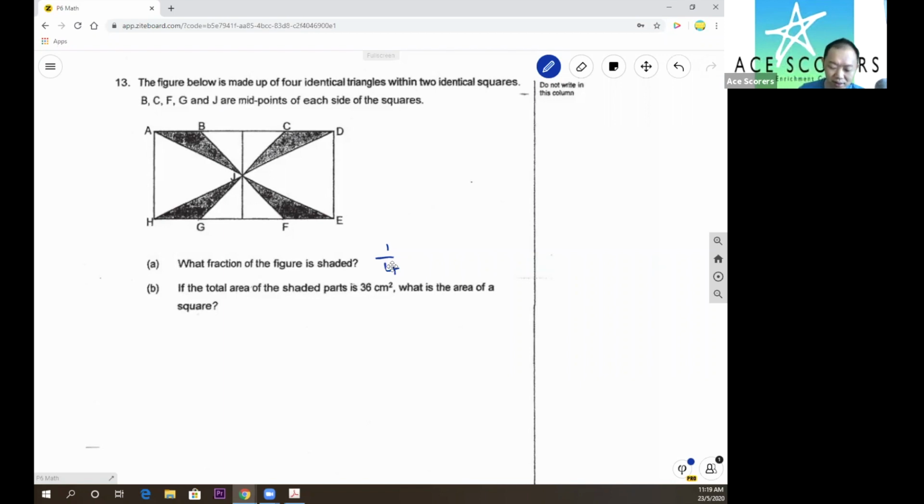Okay, let's try and do this. Question 13. So the figure below is made of 4 identical triangles within 2 identical squares. So maybe it's a bit hard to see. Where's the square? It's visualized, right? Square is here. This is the square, right? So this is 1 square. Just clear it off. So there are 2 squares here.